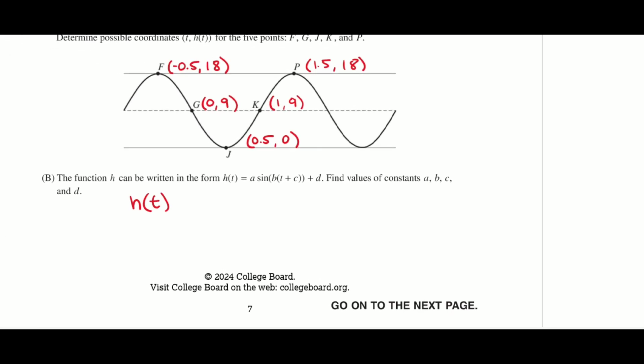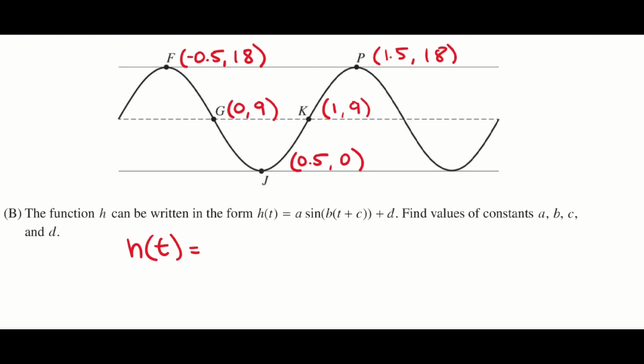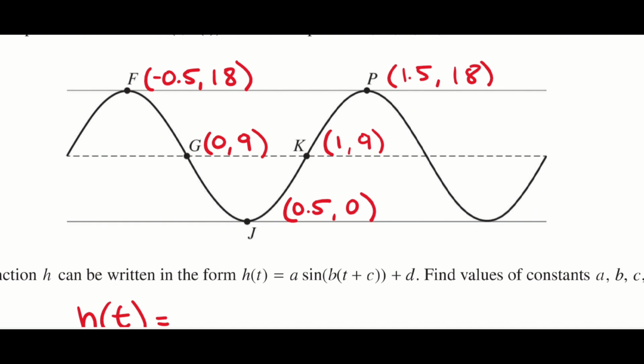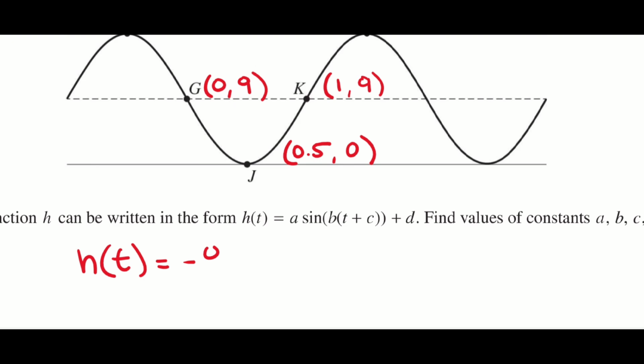So h of t is equal to, using A, B, C, D. So A is your amplitude. Your amplitude is the distance from the midline, and it goes up 9, it goes down 9. So your amplitude is 9, but if you look at the graph that we made, the points that we plotted, 0, 9, and then it starts to go downwards. A sine wave that starts to go downwards means that it's negative. So the a value is not positive 9, it is negative 9 sine.